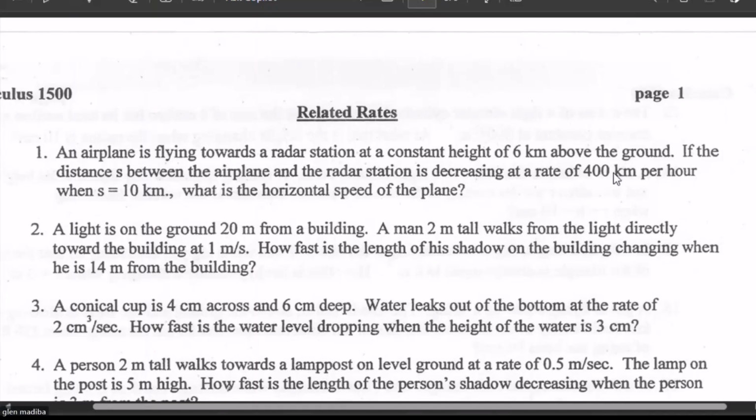Now, on the left-hand side, we have got 8 dx over dt. On the right-hand side, plus 0 is just 0. Now, what is 10 times 400, but with a negative sign in front? What is it? Minus 4,000. Minus 4,000 kilometers per hour, right?